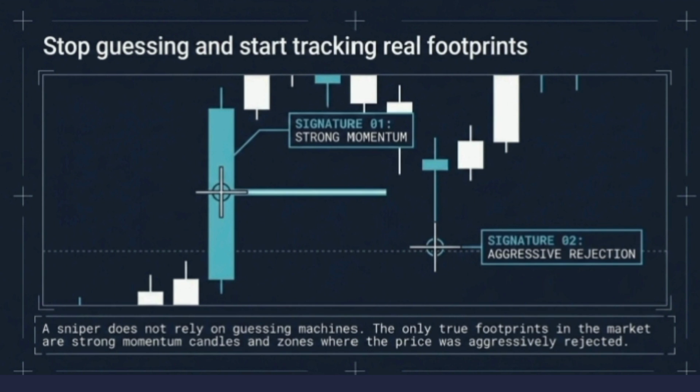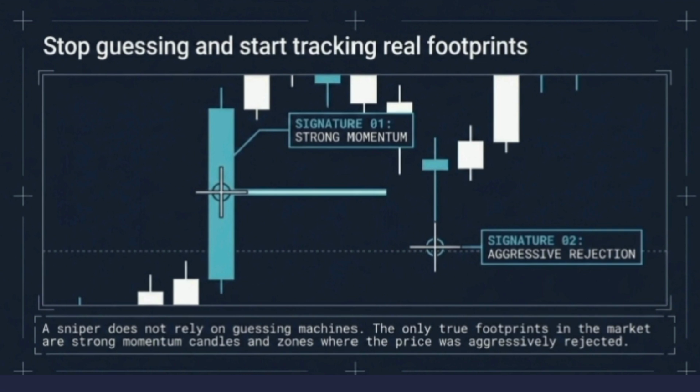Okay. The Hawkeye material talks a lot about tracking real footprints in the market. Because market whales move such enormous amounts of capital, they physically cannot hide their actions on the price chart. Right. They're too big to go unnoticed. Exactly. The sheer volume of their orders leaves permanent tracks, primarily visible as strong momentum candles and zones of aggressive rejection. So a strong momentum candle isn't just a slightly larger green bar. We're talking about a scenario where the price suddenly surges in one direction, leaving a massive, solid candlestick with almost no wicks, right? Yes. Just showing absolute dominance by buyers or sellers.